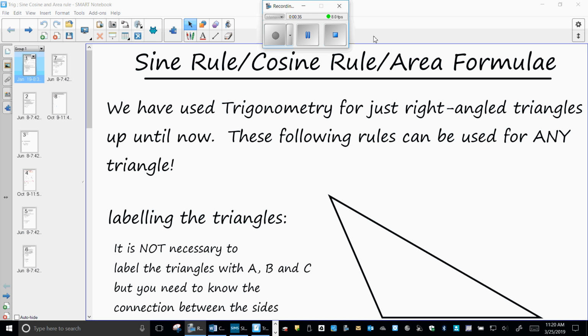So if you see something that doesn't have a right angle in it, or it doesn't show that it's a definite right angle, you must use these rules rather than the others.